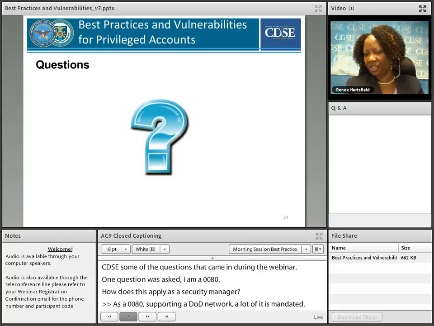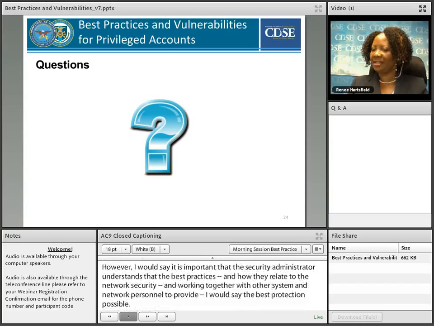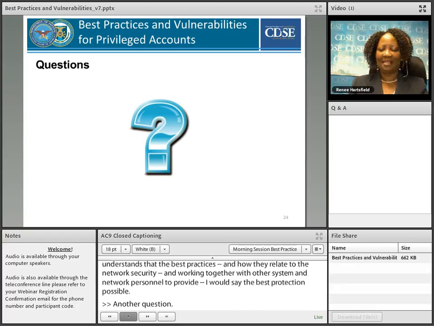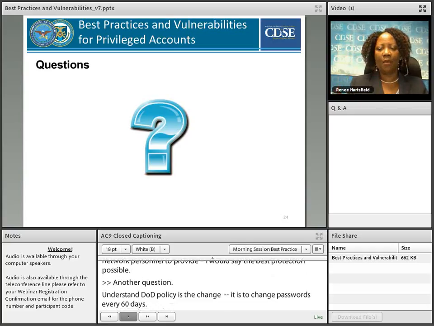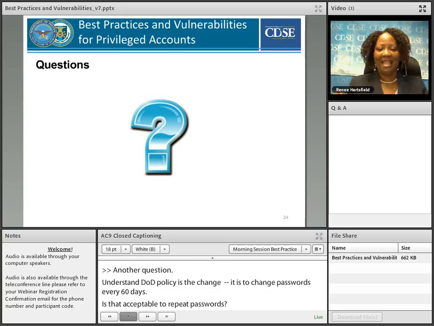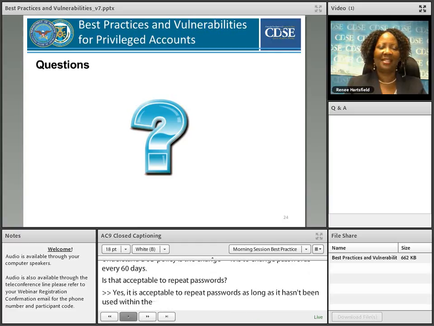Okay, another question. Understand DoD policy is to change password every 60 days. Is it acceptable to repeat passwords? Yes, it is acceptable to repeat passwords as long as the password hasn't been used within the last 24 times. DoD policy states that password history is set to 24.